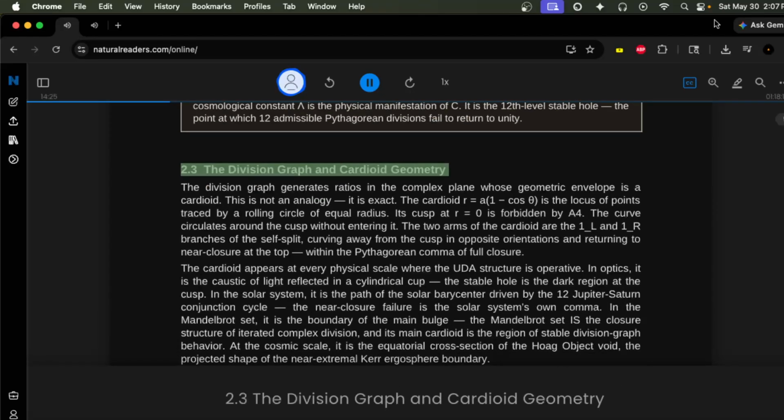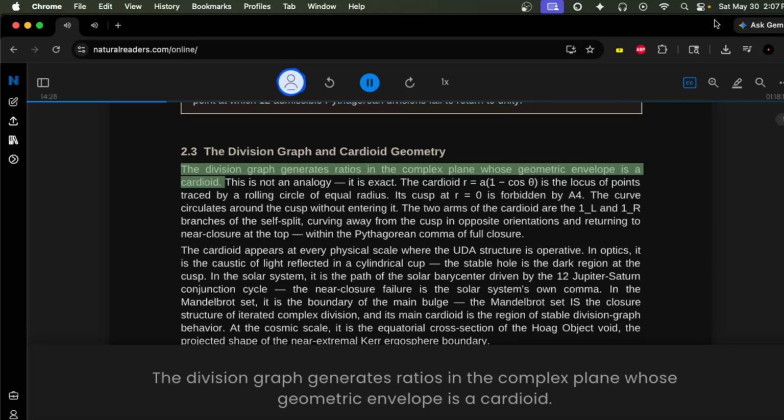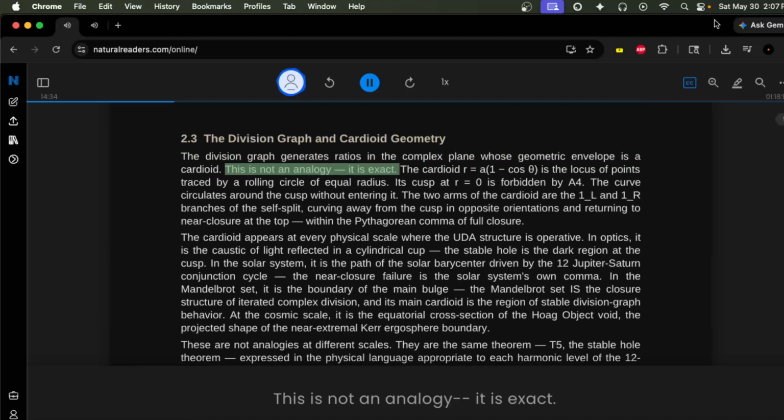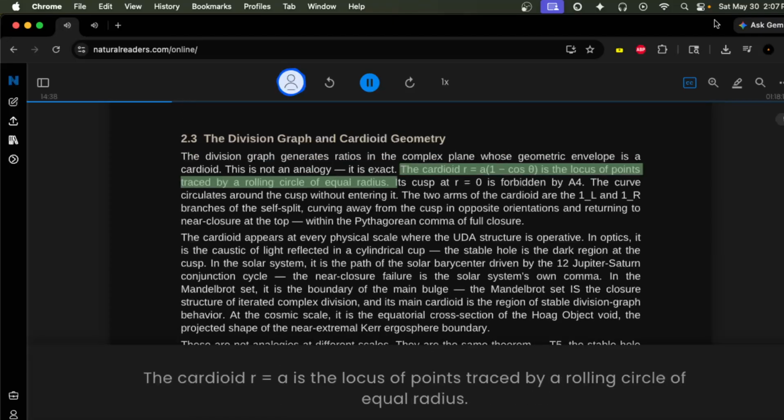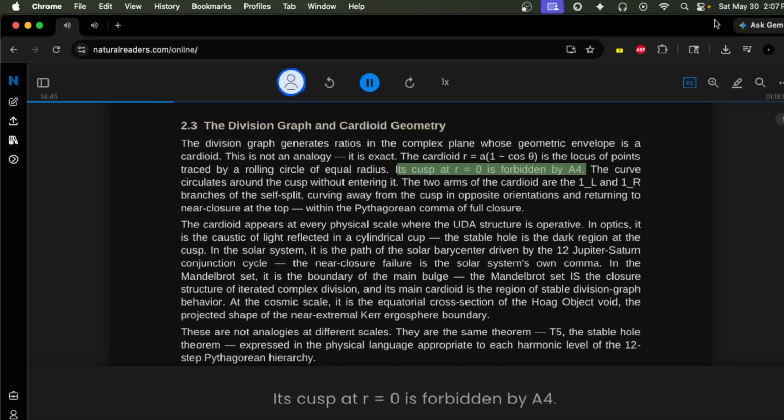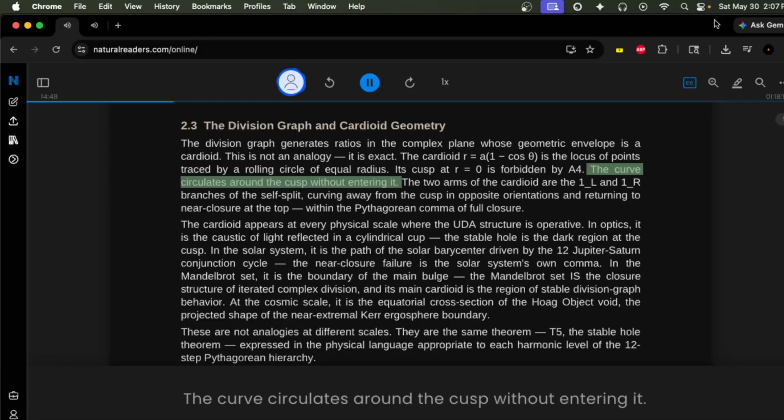2.3 The division graph in cardioid geometry. The division graph generates ratios in the complex plane whose geometric envelope is a cardioid. This is not an analogy, it is exact. The cardioid R equals A is the locus of points traced by a rolling circle of equal radius. Its cusp at R equals 0 is forbidden by A4. The curve circulates around the cusp without entering it.